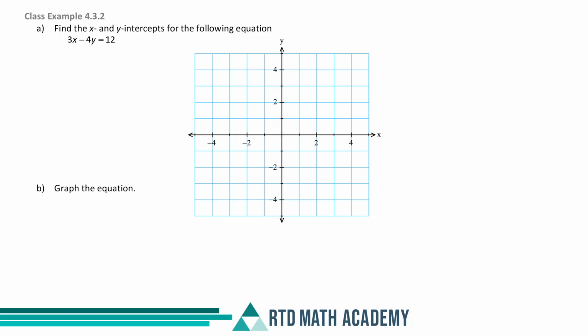Class example 4.3.2. We're asked to find the x and y intercepts for the following equation, and then we're going to graph it. This one's actually not as bad as you think. What we can do to find the x and y intercepts is just think about what the value of y and x would be at those places. Just for a second, let's imagine that this is our line. I know it's not, but it helps to demonstrate this.